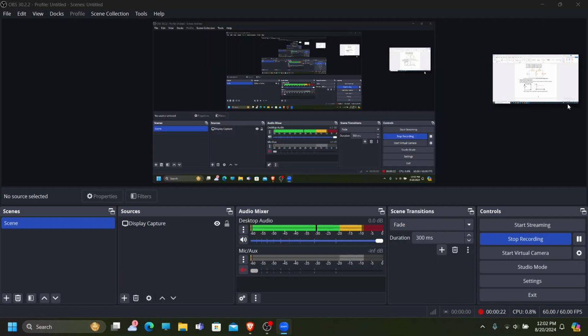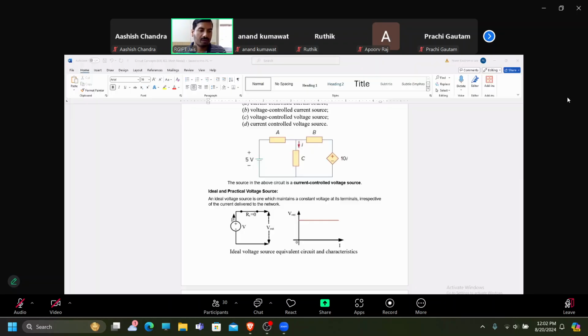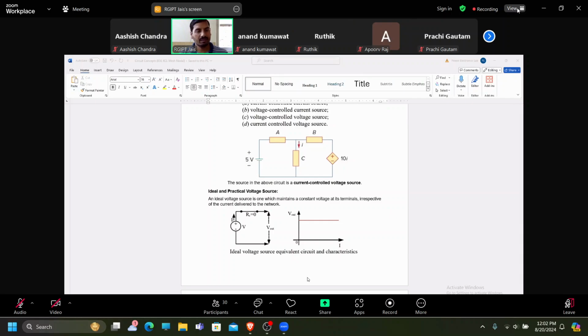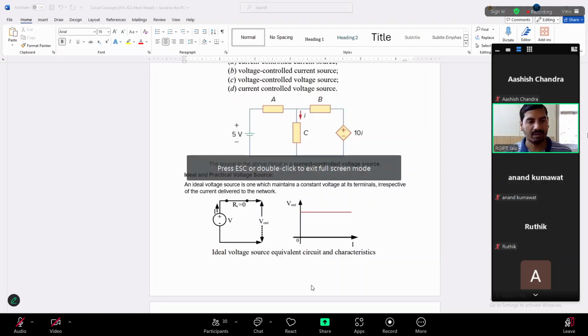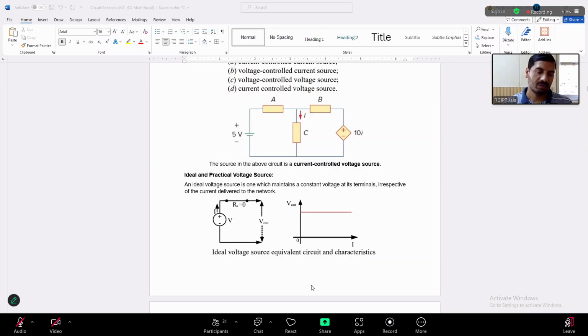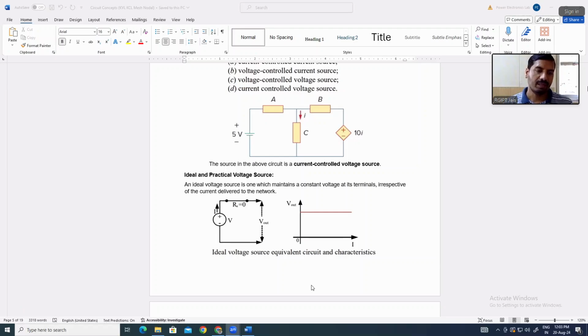So in the previous class, we have covered basic concepts of electrical circuit, where we have seen the different types of elements: active, passive elements, linear, non-linear, and unilateral, bilateral. Then we have also seen different types of sources, where there are mainly two types of sources, independent and dependent sources.